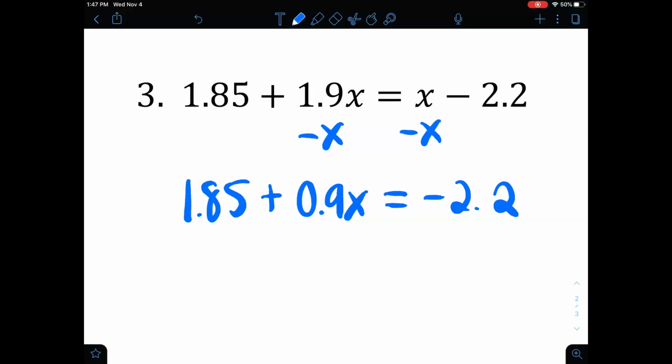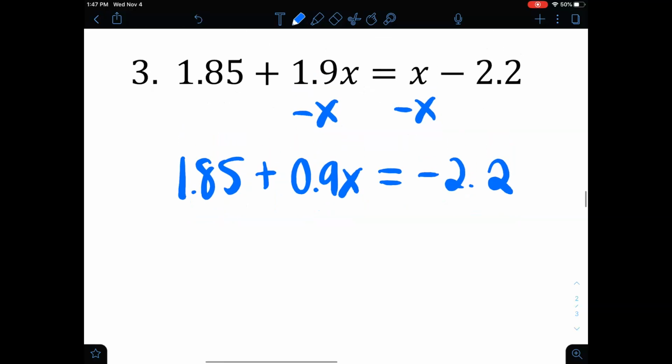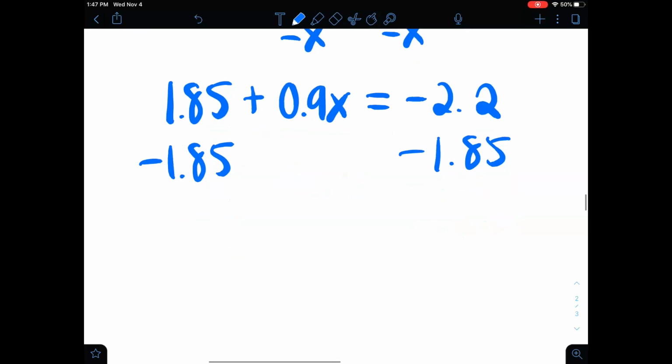1.9x minus 1x is 0.9x. All right, now we need to get all the numbers to one side. We need to get rid of this 1.85. How do we do that? We need to subtract 1.85. So we get 0.9x equals negative 2.2 minus 1.85 is negative 4.05.